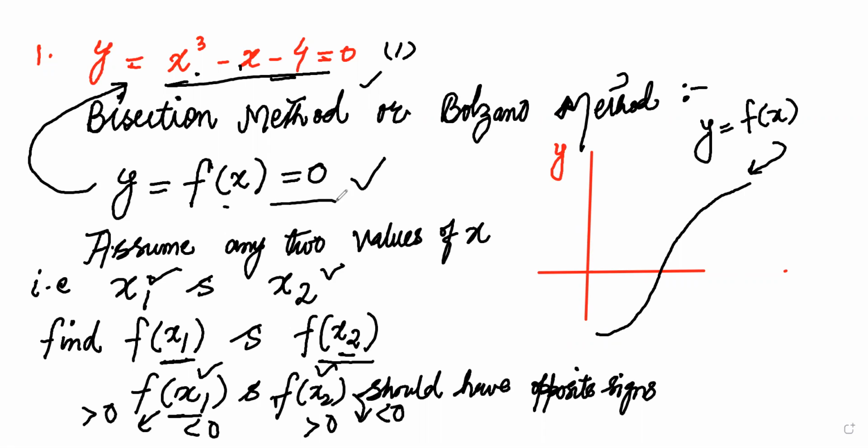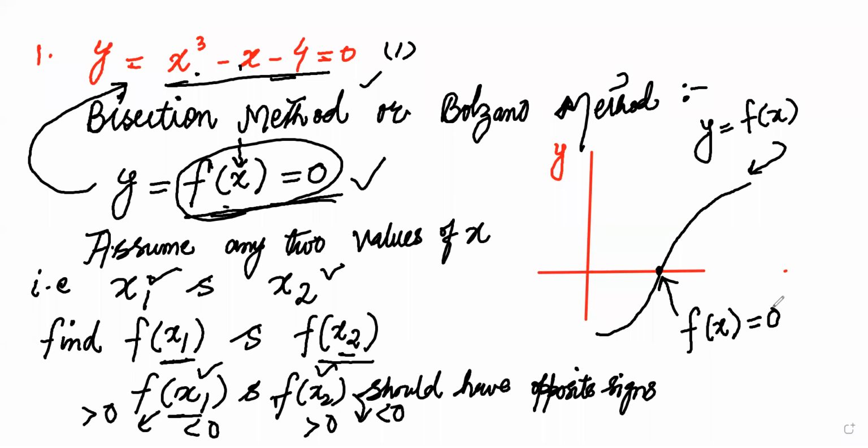See, the equation that we have is f of x equal to 0. It means there is a particular value of x at which our entire function becomes equal to 0. This is the point at which our function f of x becomes equal to 0. The equation whose roots I have to find is x cube minus x minus 4 equal to 0.